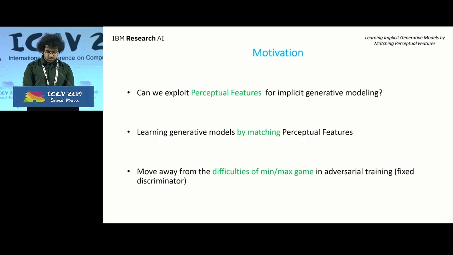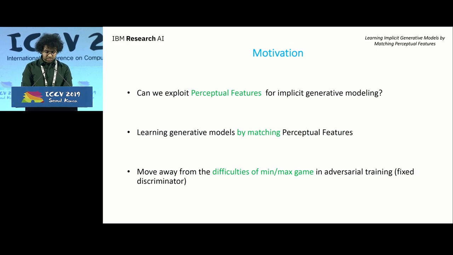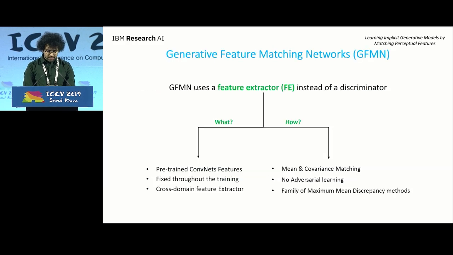Deep convolutional neural networks pre-trained with ImageNet perform really well on various tasks like object detection and style transfer. Perceptual features are the features from these pre-trained networks that are rich in information. We train generative models by matching perceptual features from these networks. When we do so, we completely avoid using adversarial training and thus move away from the complexity of the min-max game. We call this network Generative Feature Matching Network, GFMN.